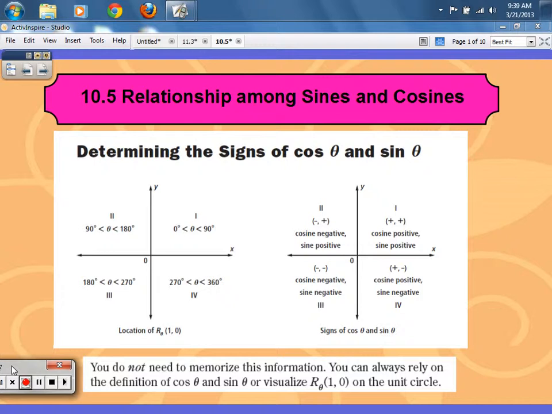The first chart, I would put in my notes, but I want you to realize that you don't need to memorize this at all. We did this in the section previously.